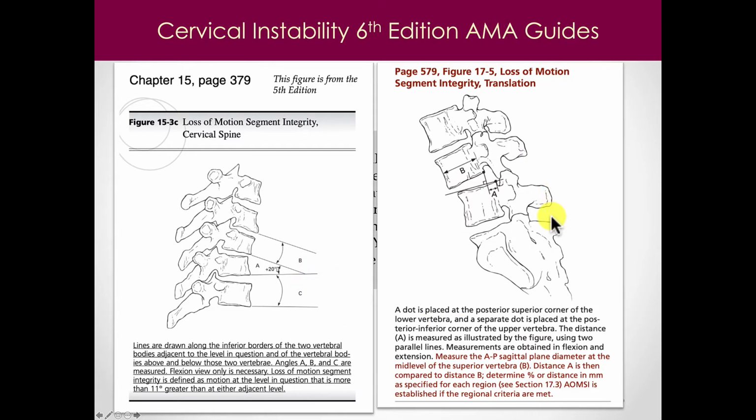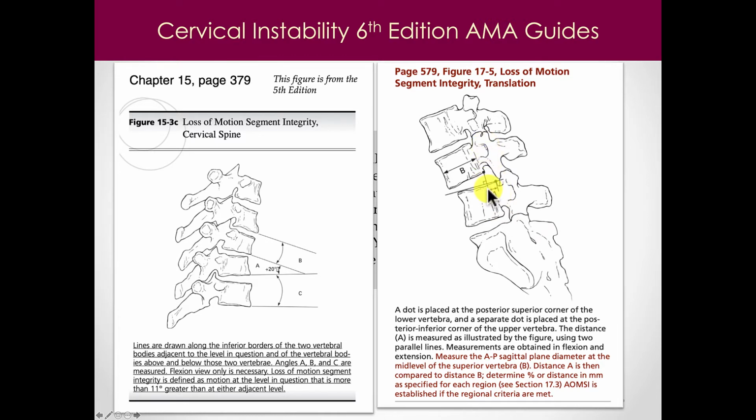In the 6th edition, the only difference here is that they did a little better job with measuring. So they want you to measure the middle part of the body, get the averages. So I think they do a much better job. The thing that you have to keep in mind whenever you do translational movements, you do a plane on the end plate, and then you do a perpendicular up to that plane, right?